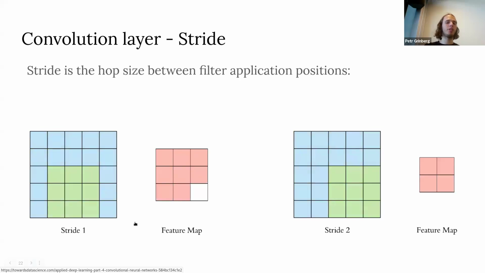Also, stride can be different for y and x axis, so you can move by one element to the right and by two elements when you go down, for example. Okay. I guess a GIF is pretty good, so should be okay.